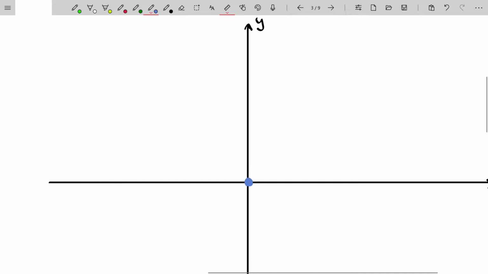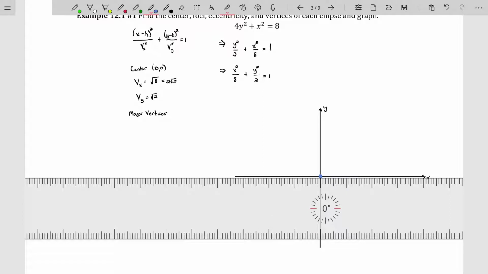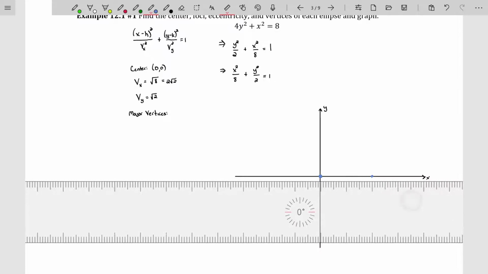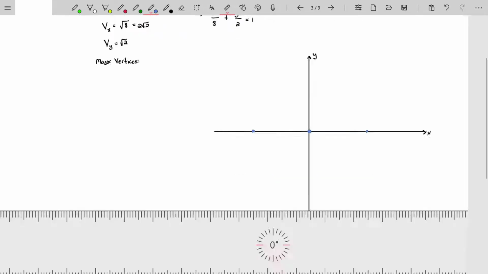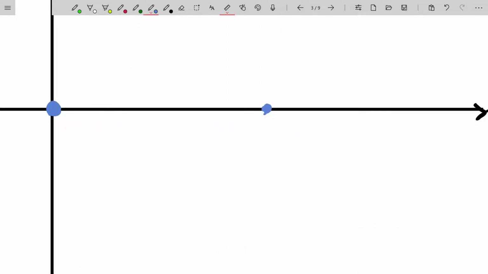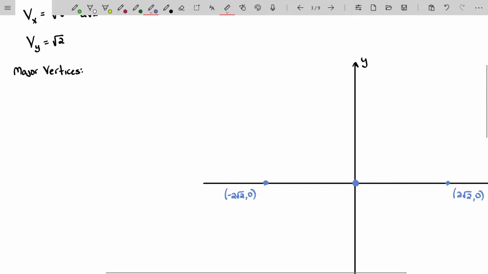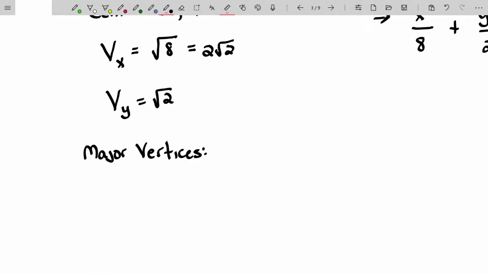So I'm going to go ahead and just measure out 2 root 2. I'll just say that this distance right here is 2 root 2. So it's 2 root 2 in that direction, and the same distance in the other direction. Let me label those points. So the vertex here is 2 square root of 2 comma 0. And in the other direction, it is negative 2 root 2 comma 0. Let me write those in just so that I have those also listed here. It's plus or minus 2 root 2 comma 0.